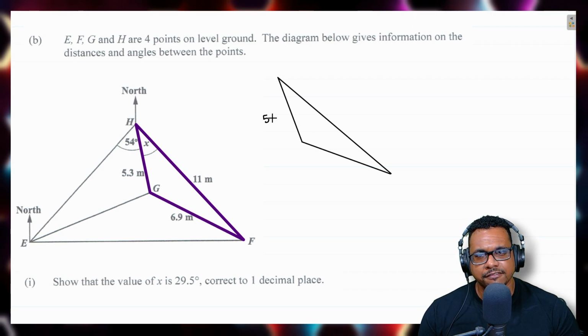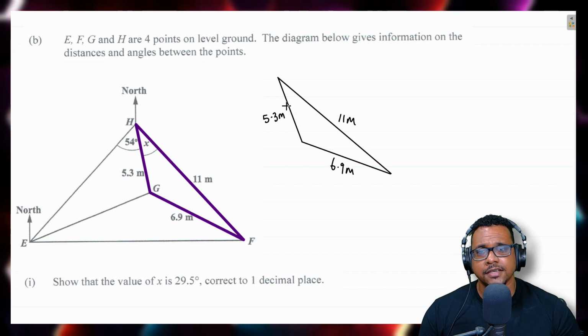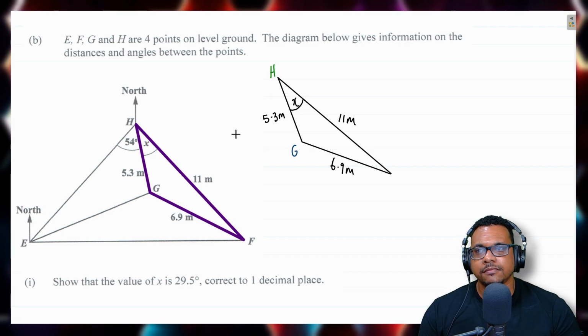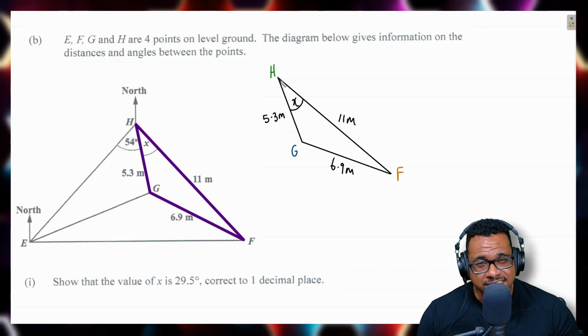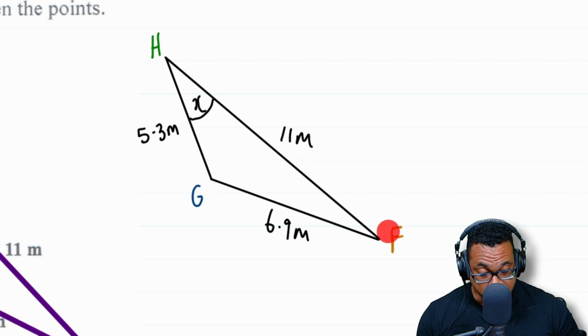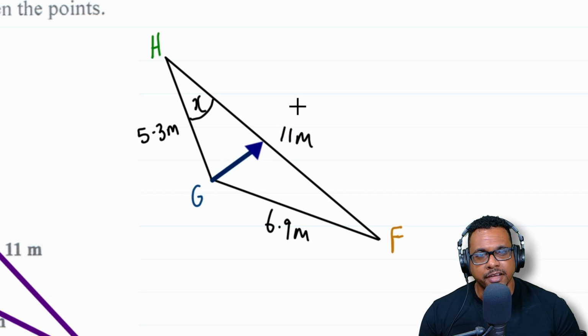Here will be 5.3 meters, here will be 6.9 meters, and here will be 11 meters. Here will be an angle X. Here will be H, here will be G, and here will be F. Now, when it comes to our sine and cosine rule, the capital letters represent the magnitude of the angles, and the common letters represent the length of the side. So opposite angle G will be the side g, which will be 11 meters. So I'm going to write small g here.